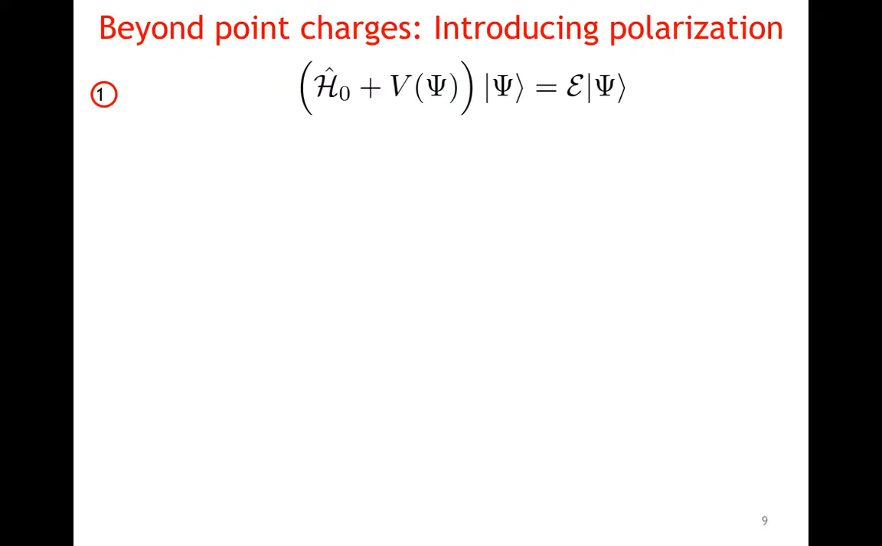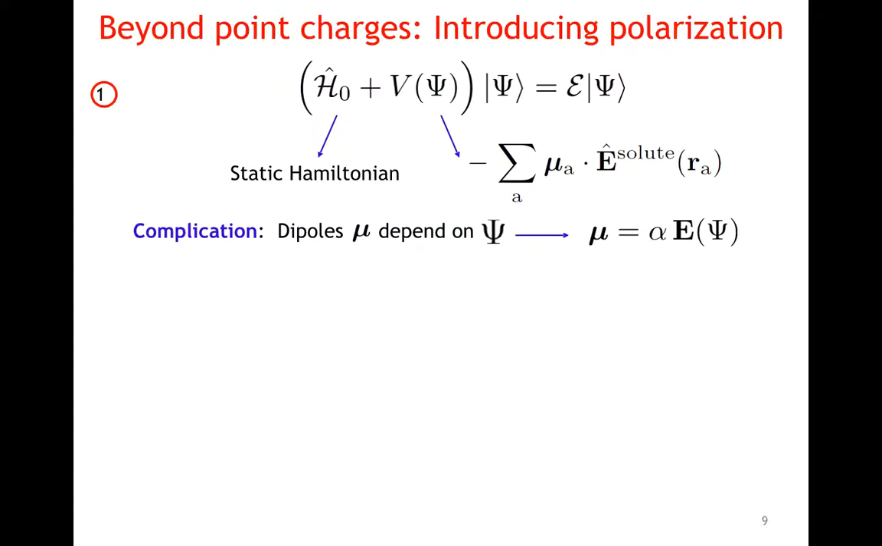working out the equations, we end up with a nonlinear Schrödinger equation, such as the one written in equation 1. So in this equation we have a static Hamiltonian H0, which is the same Hamiltonian that we would write for the isolated chromophore, and we have a potential term that includes, among other terms, the term of interaction between the classical dipoles, mu A, where A is a label running on all the classical sites, and the electric field of the solute. Why is it a nonlinear problem?